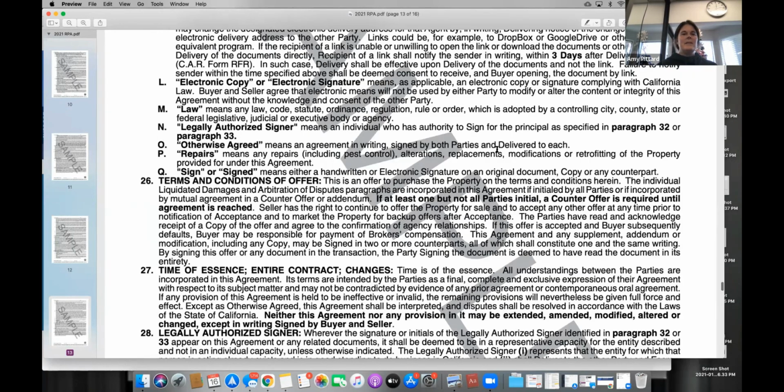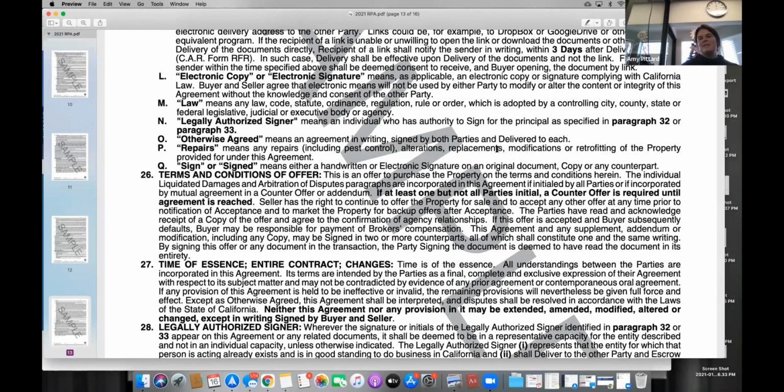All right, law means any law, code, statute, ordinance, regulation, rule, or order which is adopted by a controlling city, county, state, federal, legislative, judicial, or executive body or agency. Legally authorized signer means an individual who has the authority to sign for the principal as specified in paragraph 32 or paragraph 33. Otherwise agreed means the agreement in writing signed by both parties and delivered to each.